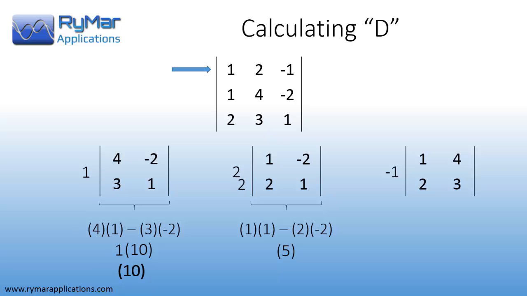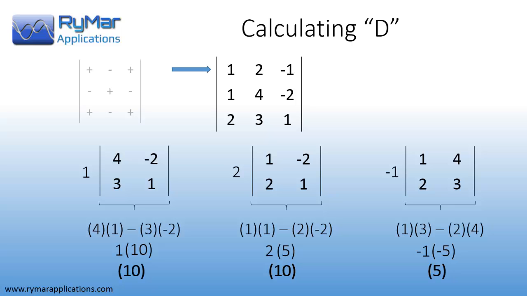Bring down that multiplying factor, the 2, multiply those two, and we get 10. And finally, the last one. 1 times 3 minus 2 times 4 gives us negative 5. Bring down the negative 1, multiply those two, and we get 5. Okay, now we need to understand how to bring these together.